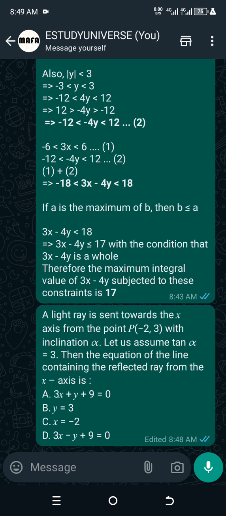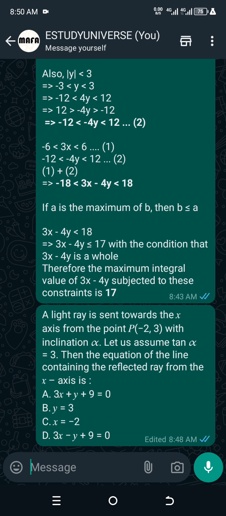So we are going to be solving this very exciting question that came in Public Works Meng 2023. So here is a question. I just copied the question and pasted here so that it can ease our process. So it reads, a light ray is sent towards the x-axis from this point with inclination alpha. Let us assume tan alpha is 3. Then the equation of the line containing the reflected ray from the x-axis is, we have those options.